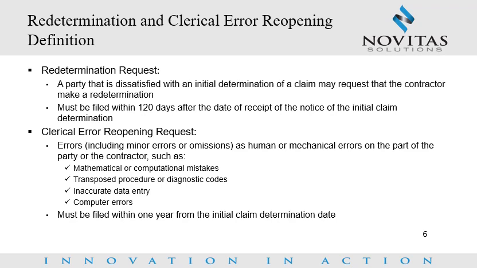A clerical error reopening is for minor errors or omissions on your claim submission, such as mathematical or computational mistakes, transposed procedure or diagnosis codes, or inaccurate data entry. Many of these corrections you can do on your own: adding, changing, or deleting modifiers, changing current procedural terminology or healthcare common procedure coding system codes, or changing billed units.